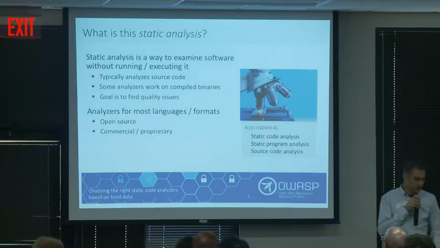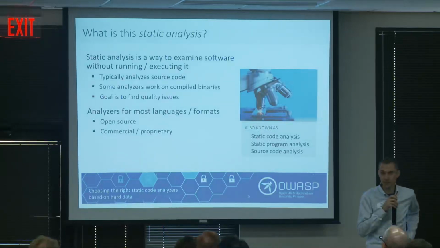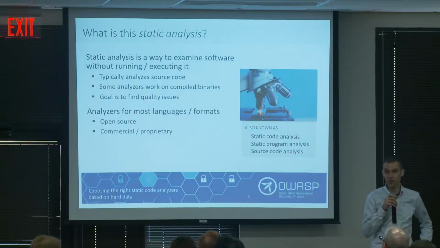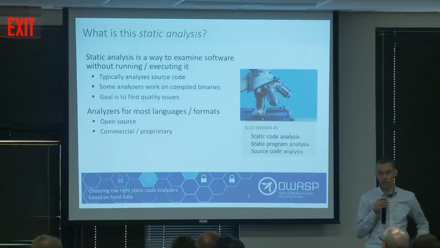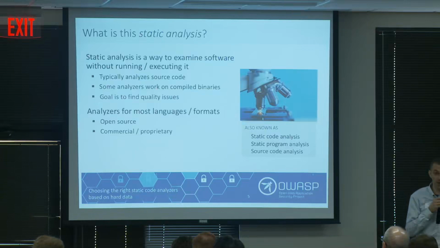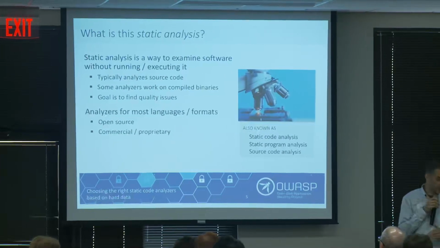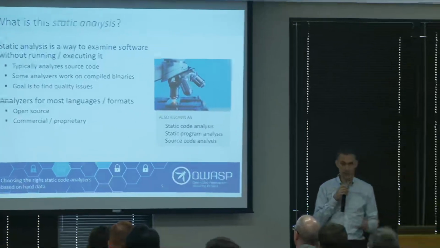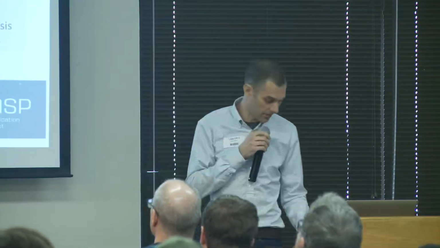So into static analysis. Static analysis is basically a way of looking at programs without running them and learning about how well they work and if there are problems or other things like that. They work on different inputs, so some work on source code, some work on compiled binaries. Really, they're all there to help find quality problems, right? And that's a broad category of problems. And there are both open source analyzers that are freely available, and you can get their code, and there are also commercial and proprietary tools, right? So people who sell their software.